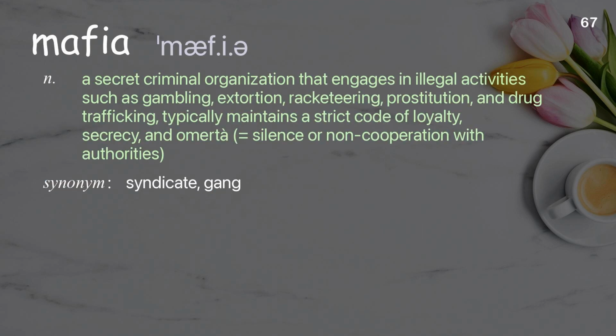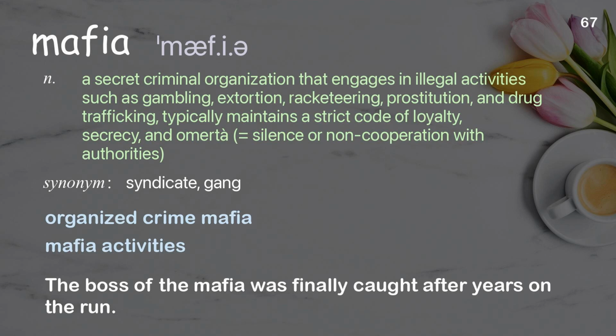Mafia. A secret criminal organization that engages in illegal activities such as gambling, extortion, racketeering, prostitution, and drug trafficking, typically maintains a strict code of loyalty, secrecy, and omerta, equals silence or non-cooperation with authorities. Examples: Organized crime mafia. Mafia activities. The boss of the mafia was finally caught after years on the run.